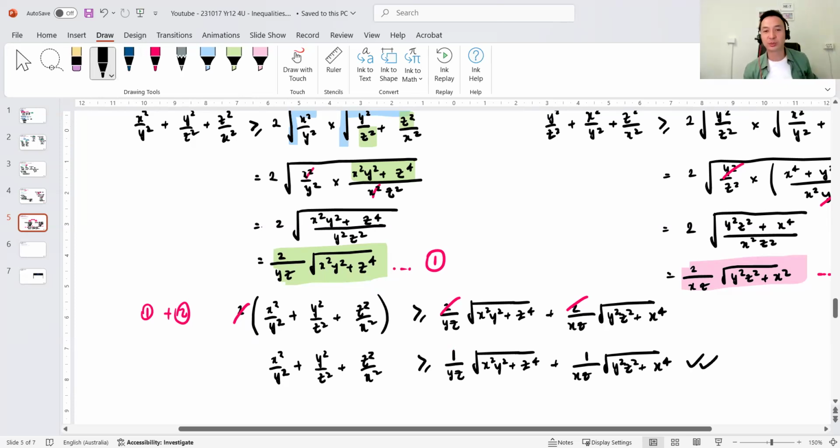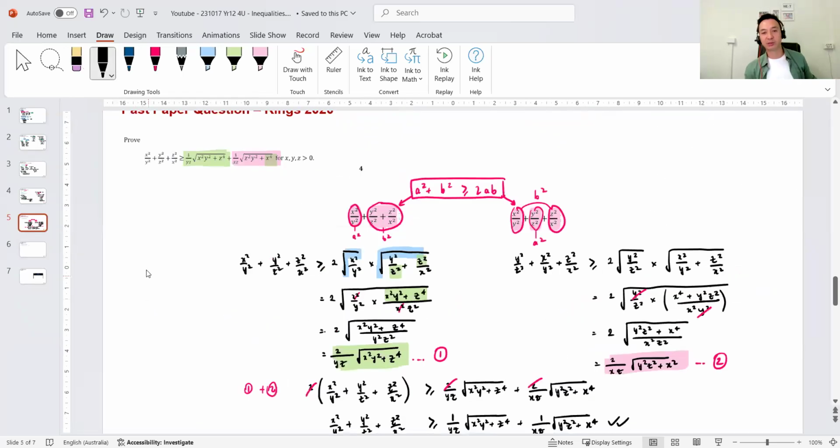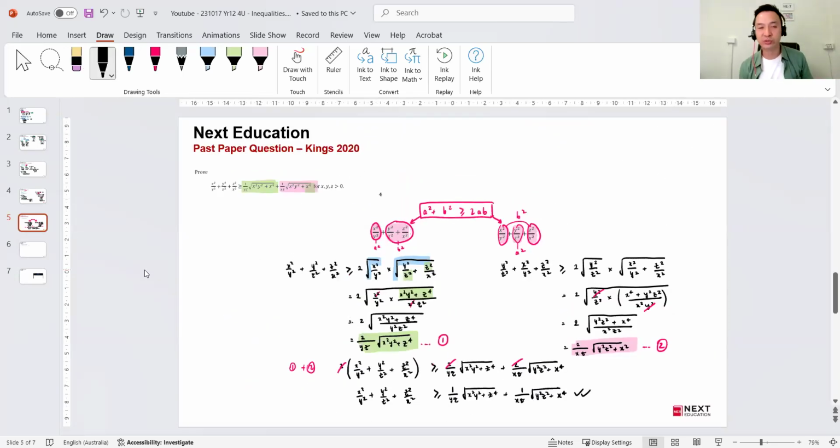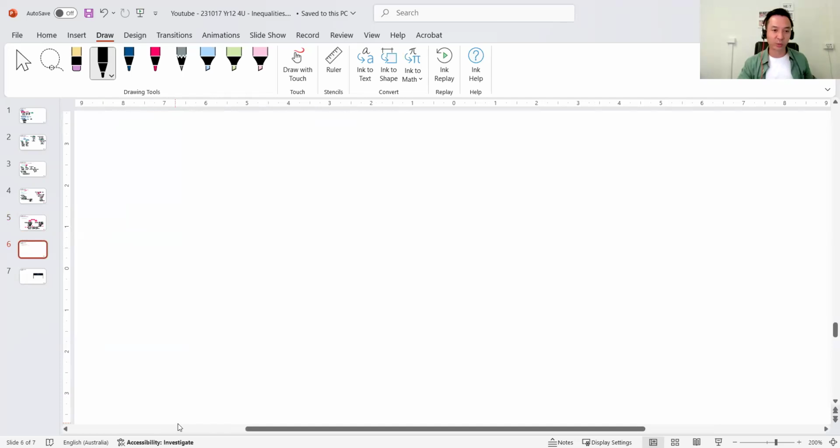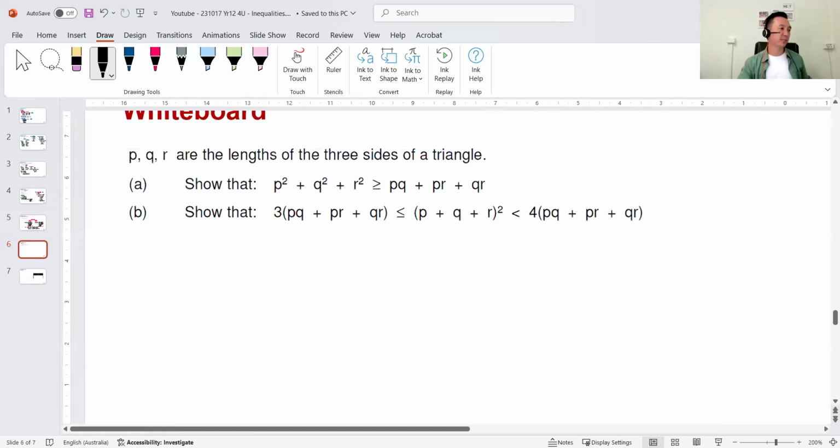How's that? That's a nice question from Kings. It's a nice question because you have to pick and choose the two combinations that you want. Sometimes it's about those little things. In this one here, the power of 4 really gives you an indication of what you should call b squared, which is the term with two of them, so you can common denominator to get the power of 4. Guys, how's that? I've got one more question. Now, this one here, really nice question, part B in particular. Let's do it.